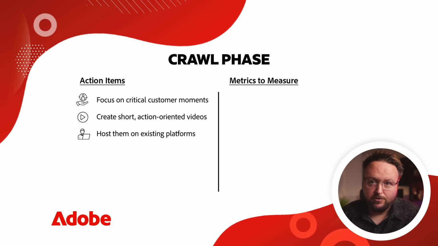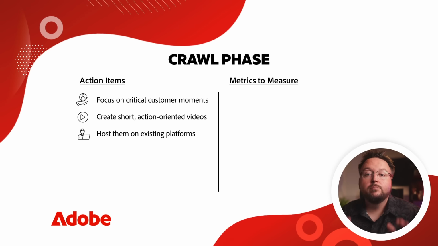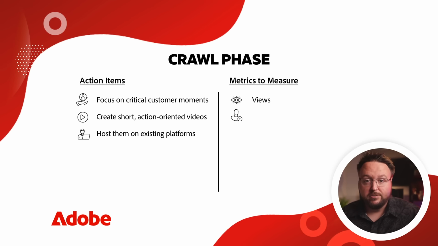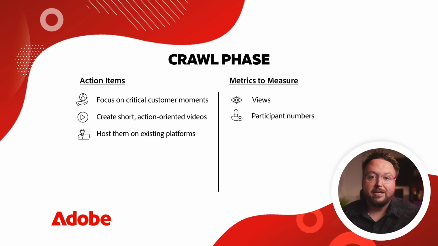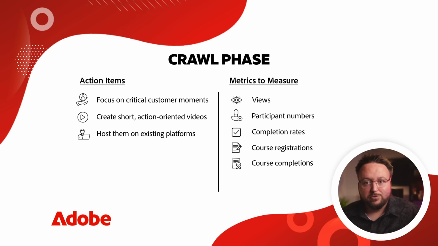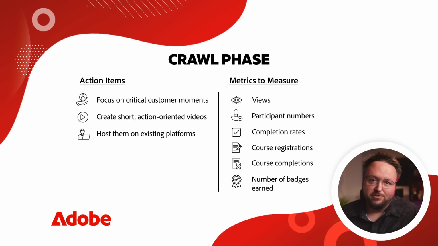For measurement in the crawl phase, just keep it simple but purposeful. Track basic reach metrics like views, participant numbers, and simple engagement indicators like completion rates. The goal isn't comprehensive analytics, not yet. It's establishing baselines and building credibility. When we launched that education platform for advertisers, we only tracked 3 things: course registrations, course completions, and the number of badges that people earned.